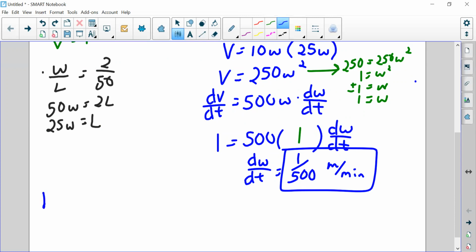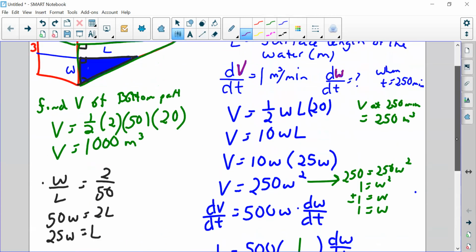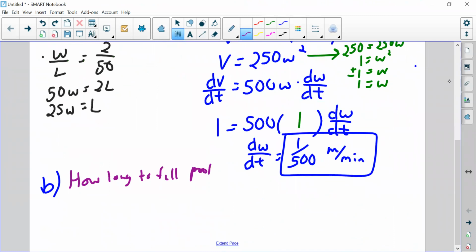Okay. Question part B of this. How long will it take to fill the pool? So we're trying to figure out how long to fill the pool. We need to find the volume of the pool. Oh, so we already figured out up here, we found the volume of the bottom. So let me write that down. So volume of bottom, we got as 1,000 cubic meters. So we need to figure out the volume of the top.